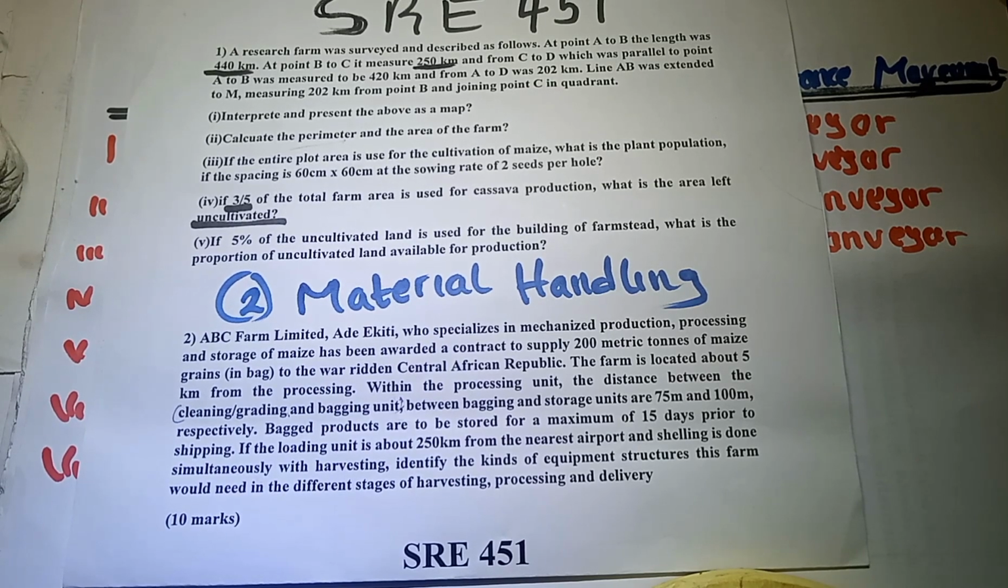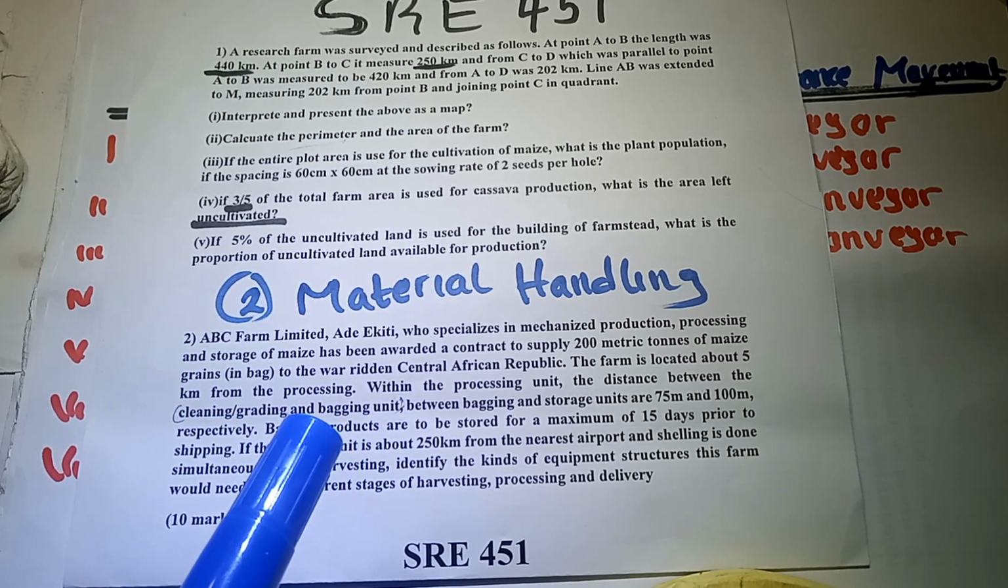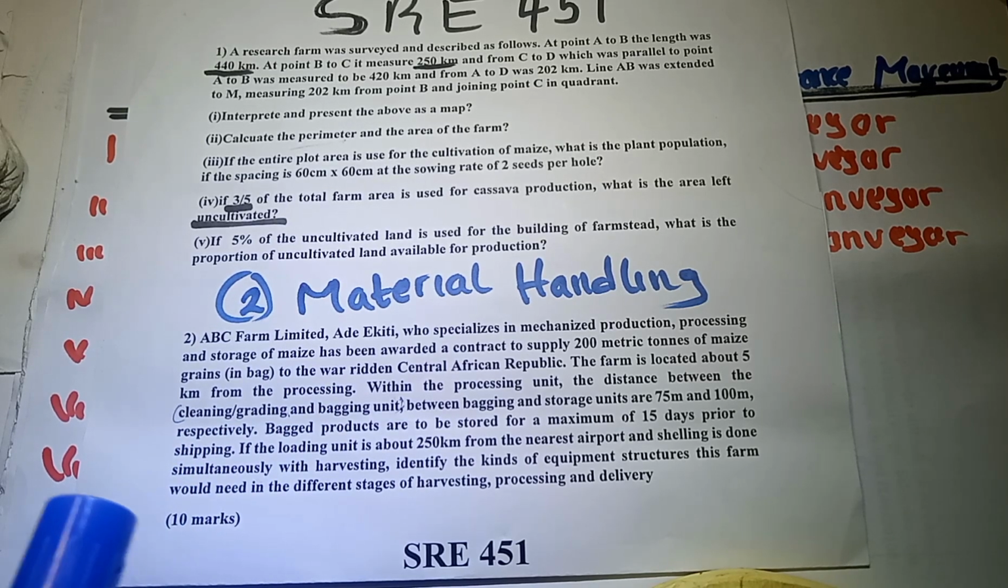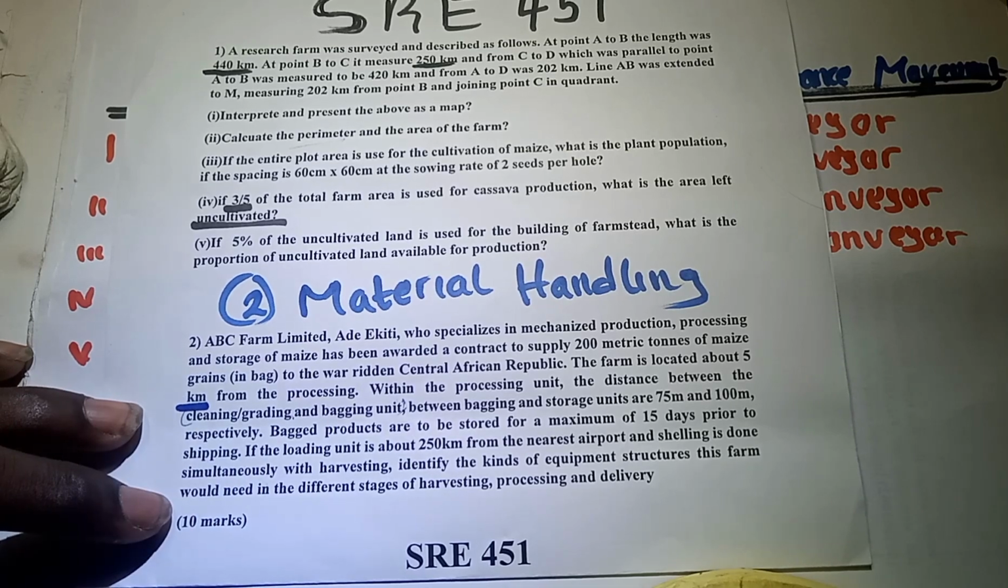What's the botanical name of maize? Zea mays. Yeah, you got it right. So, the farm has been awarded a contract to supply 200 metric tons of maize grains in bags to the war-ridden Central African Republic. The farm is located about 5 kilometers from the processing unit. As I told you, we'll be dealing with distances right now. 5 kilometers is our first distance.